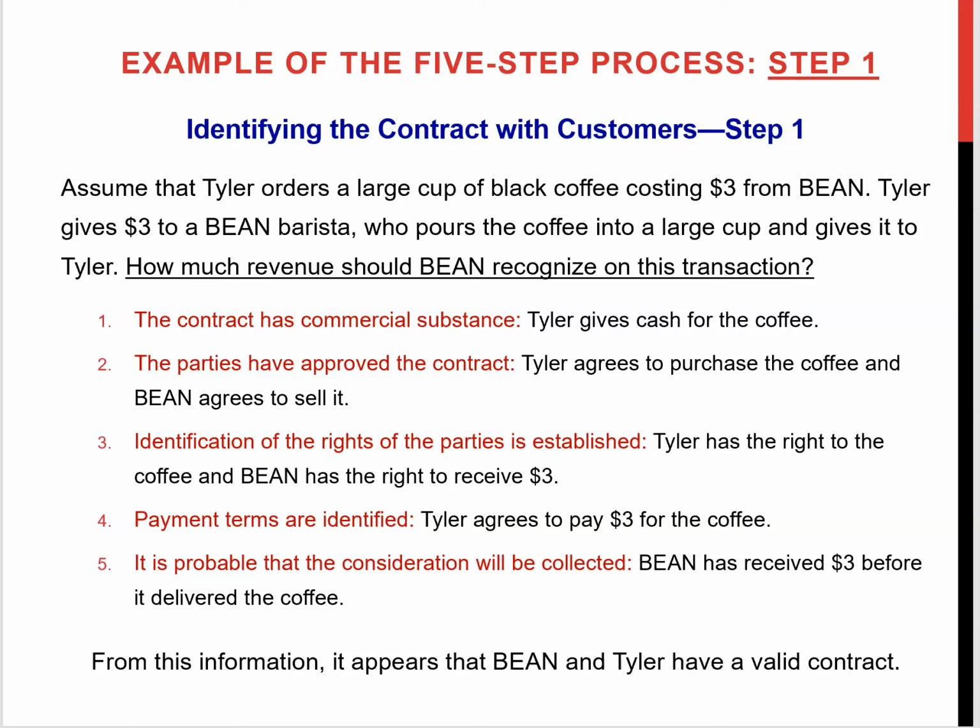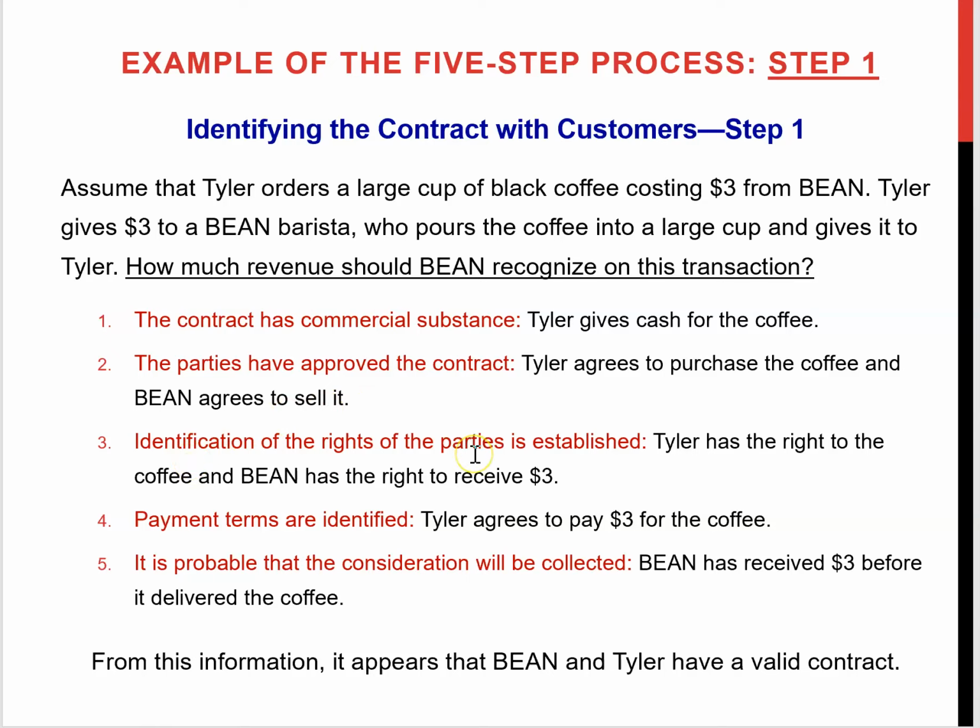Now, when it comes to the question of revenue recognition, we will check whether there is a valid contract. And for a valid contract, you have a few other conditions. First, the contract has commercial substance. Some business is happening between the customer and the company. And both parties approve the contract, right? It's impliedly mentioned that Tyler and the coffee shop agree to the large coffee for $3.